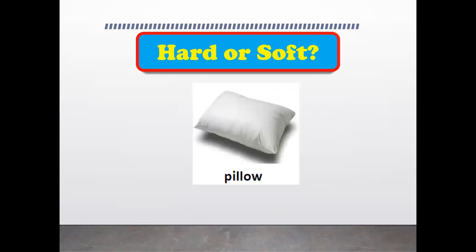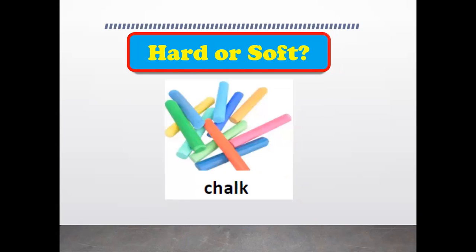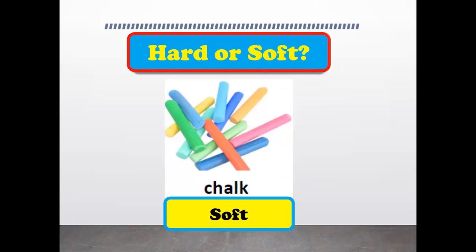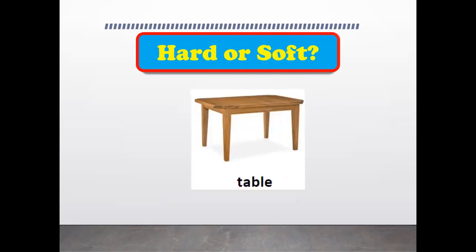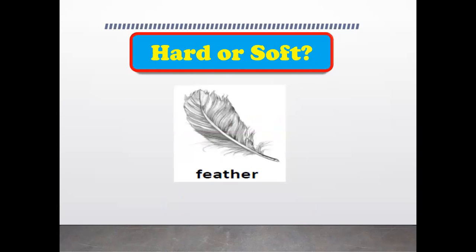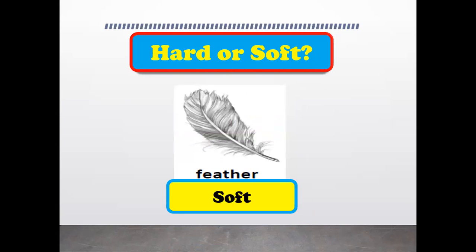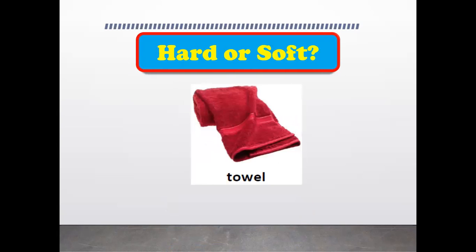The pillow again. Yes, it will be soft. You can do anything easily in it. Chalk, hard or soft? Yes, soft, because you can break it easily. Okay. Table, hard or soft? Hard, yes. The feather, hard or soft? Soft, of course, it's easily. Towel, of course, it will be soft also.